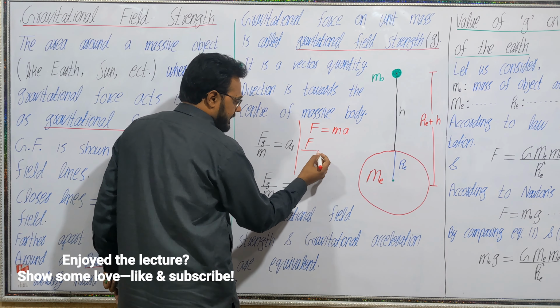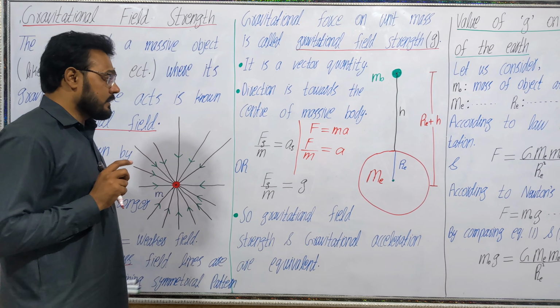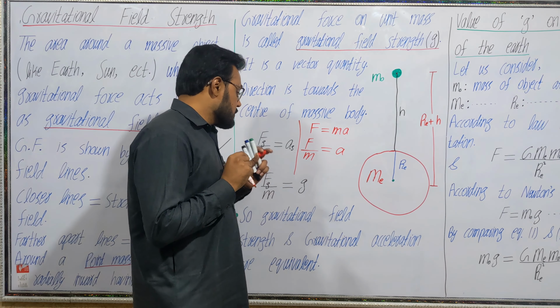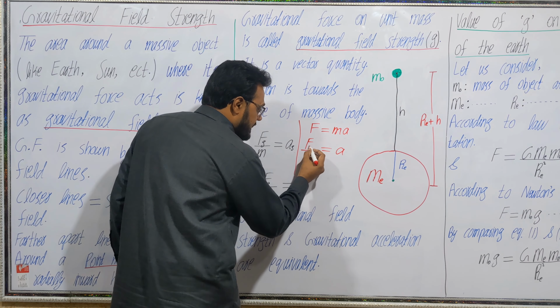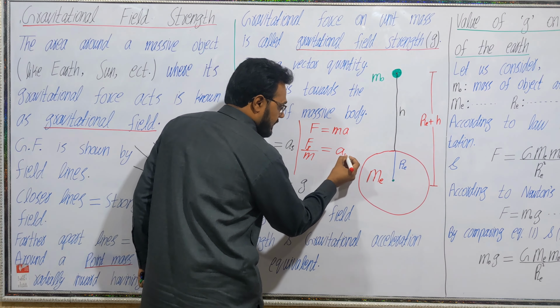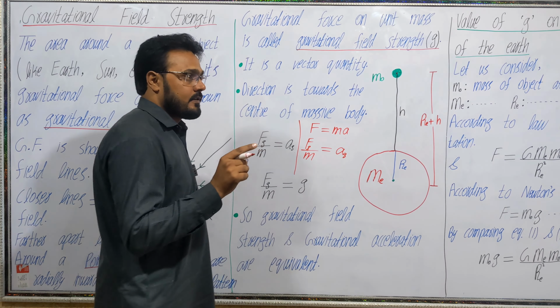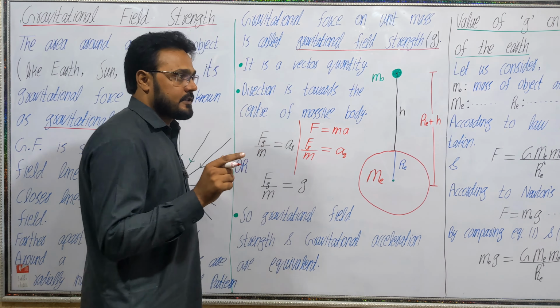When we move m to the other side, it will be divided. Now F over m is equal to A. This is the general equation. Specific for gravitational force, we write g in the subscript with force and with acceleration also. A_g represents the gravitational acceleration. Now we know that the gravitational acceleration is represented by g.